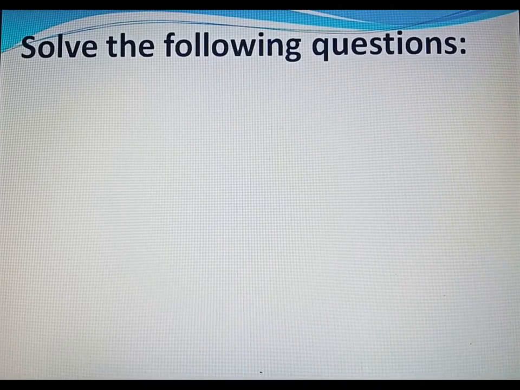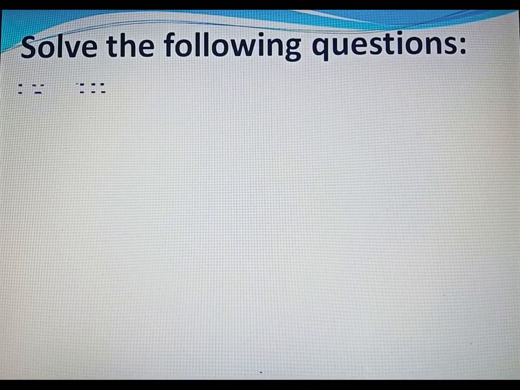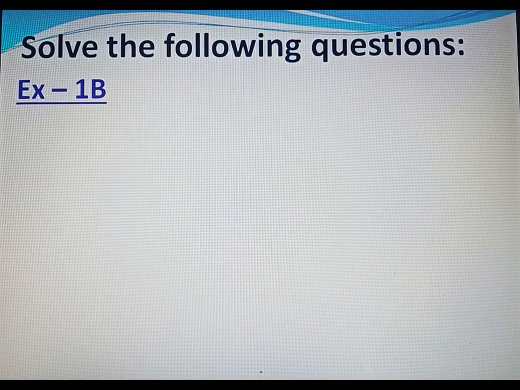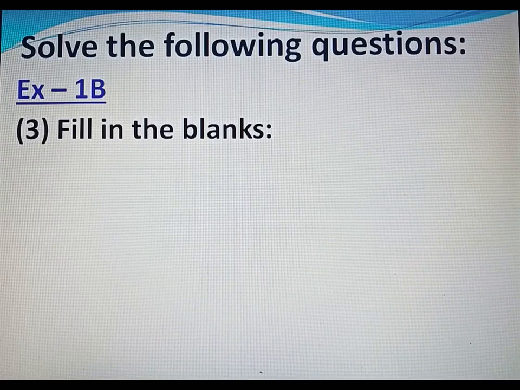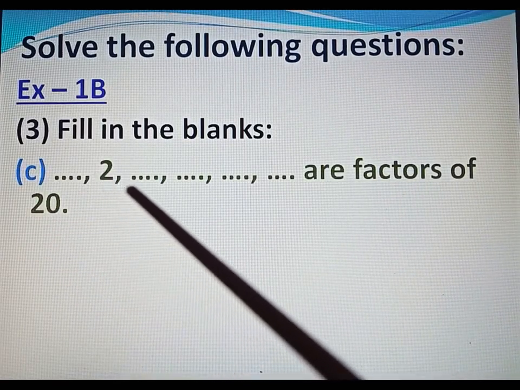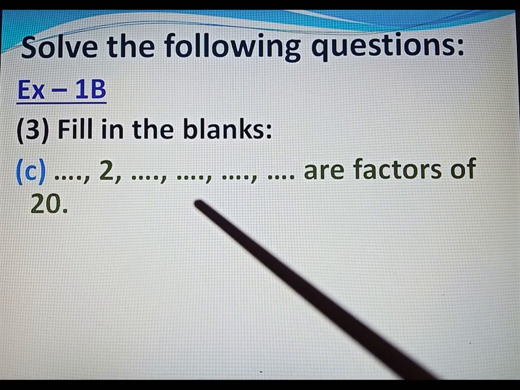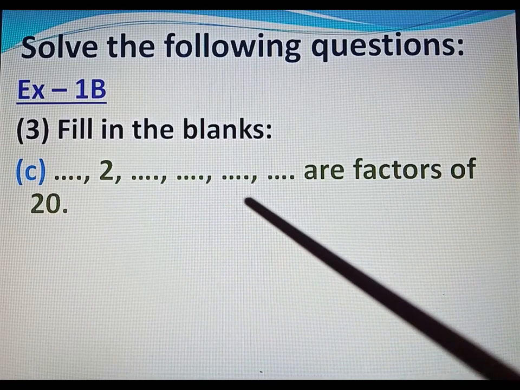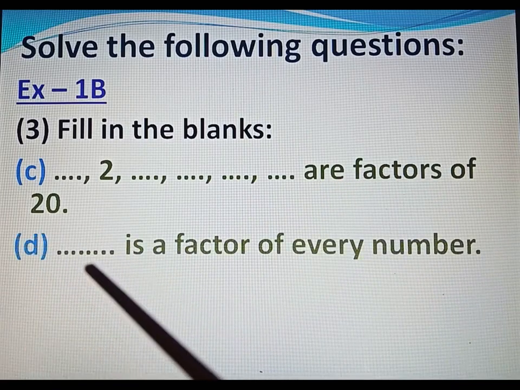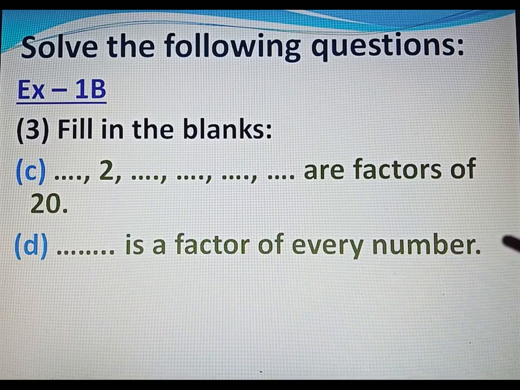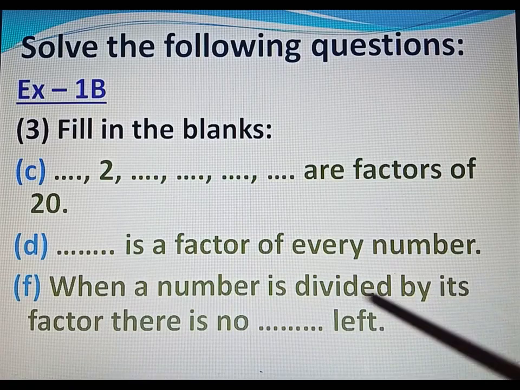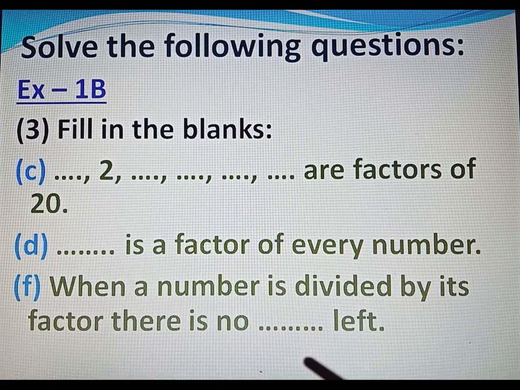Now solve the following questions assigned as homework. Exercise 1B from Together with Essence book, term 2. Question number 3. Fill in the blanks. C part: dash, comma, 2, comma, dash, comma, dash, comma, dash, comma, dash are factors of 20. D part: dash is a factor of every number. F part: when a number is divided by its factor, there is no dash left.